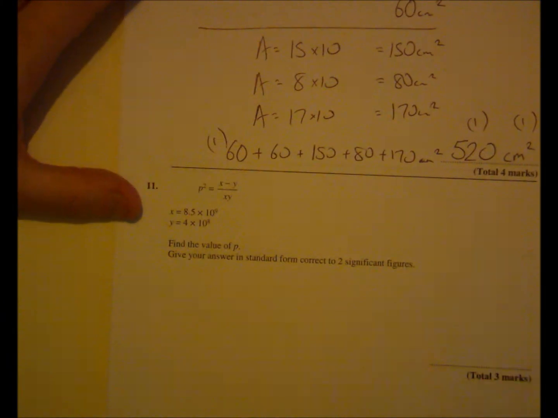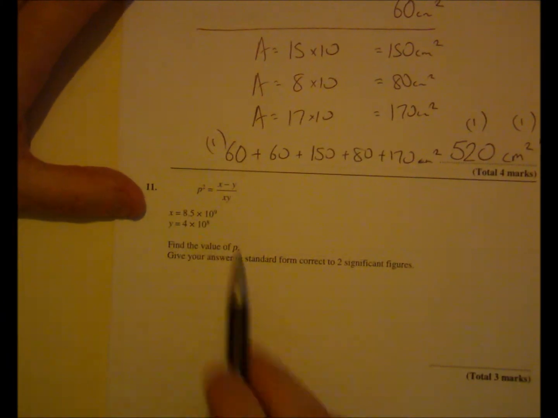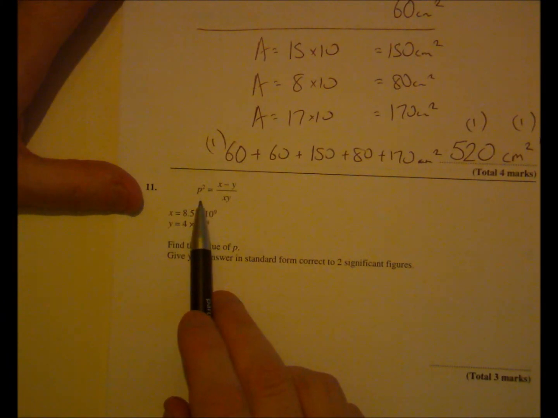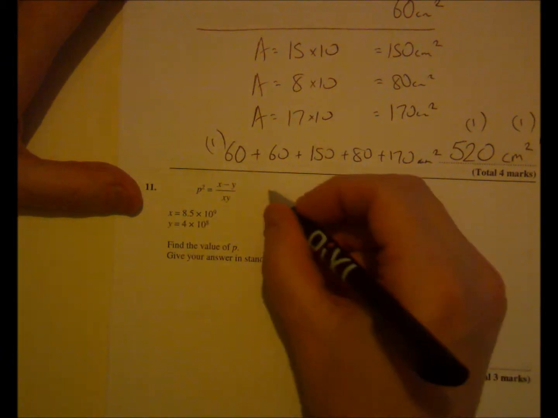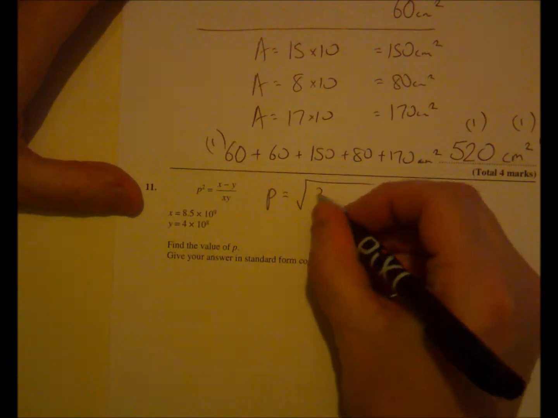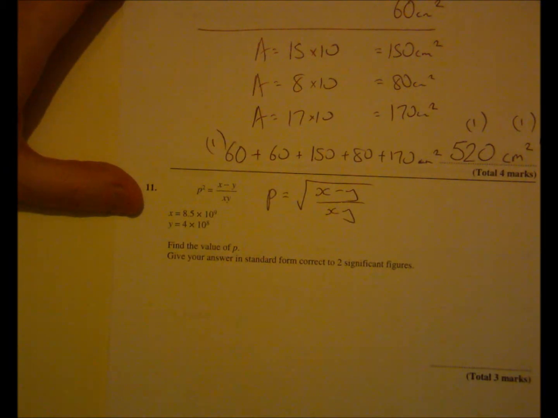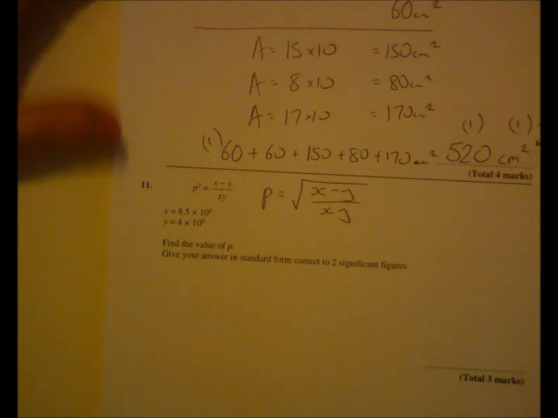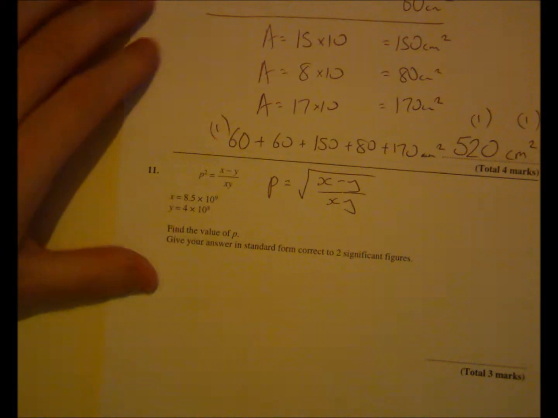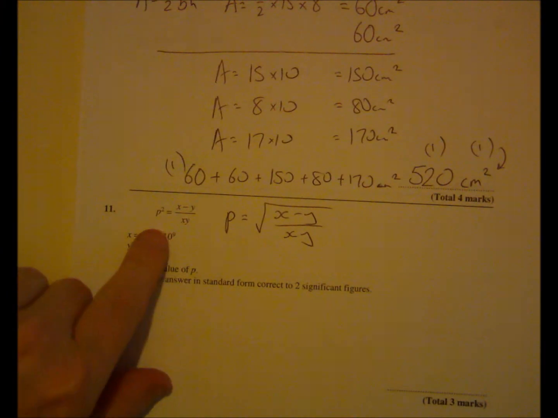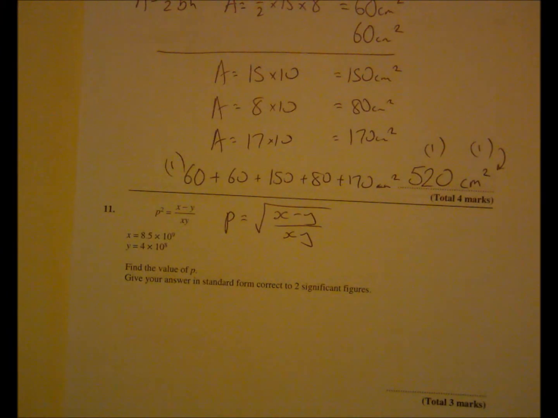Question 11. This is a very tricky question, because you need to know what the square root of x minus y over xy is. And a lot of students may or may not forget to do that. So that's the key there. I would move my square to be square root straight away.